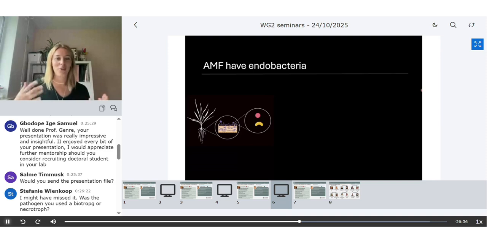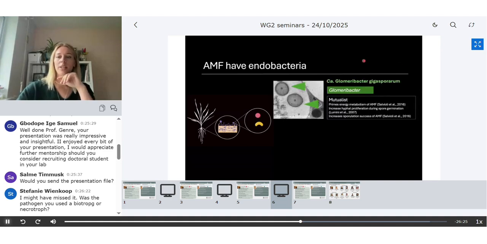AMF also have endobacteria, and to date, two different types of endobacteria have been described in AMF and named as new species of bacteria. The first one is called Candidatus Glomeribacter gigasporarum, or Glomeribacter for short, as I'll refer to it today. Glomeribacter is the better studied endosymbiont of AMF, and it appears to possess characteristics of mutualists: it appears to prime the energy metabolism of AMF. It can increase hyphal proliferation during spore germination, as well as the sporulation success of its AMF host.